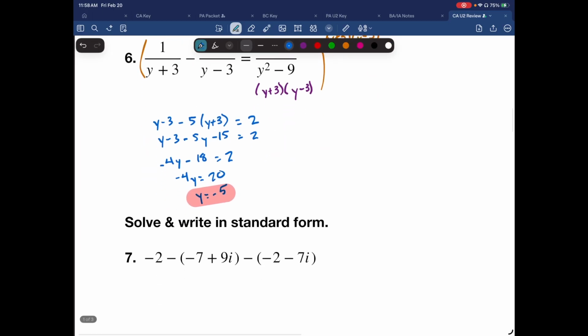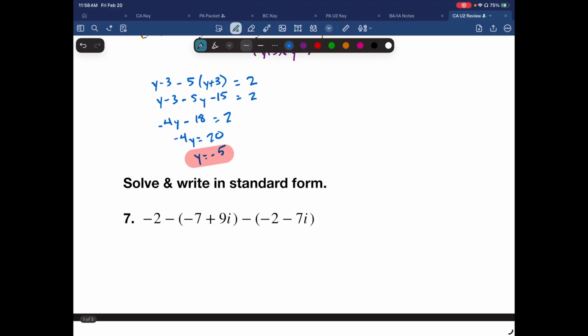All right. Now switching gears, we're starting to deal with complex numbers a little bit. So we're going to apply the order of operations and clean this up. So that's going to be negative 2. I'm going to distribute that negative. It's going to make plus 7 and minus 9i, plus 2, plus 7i.